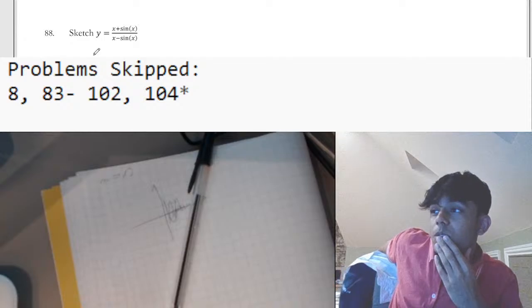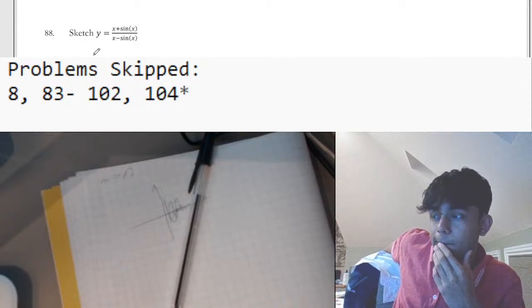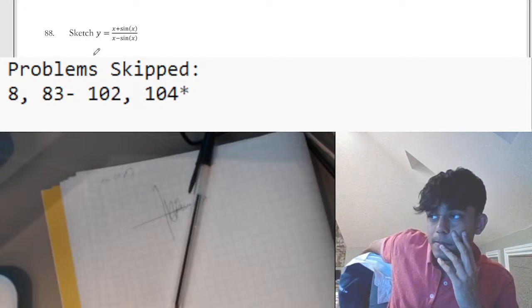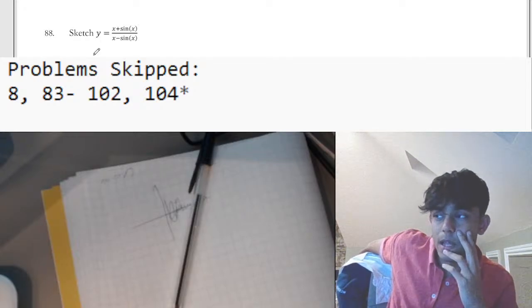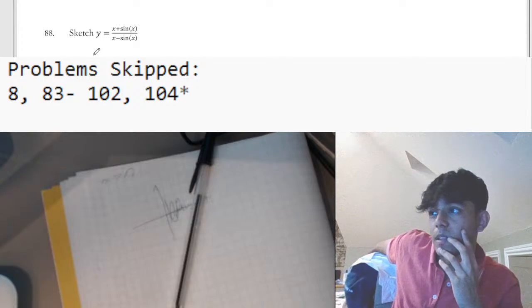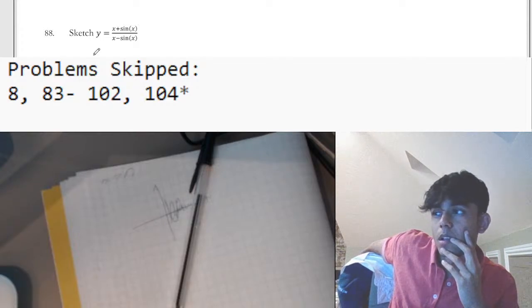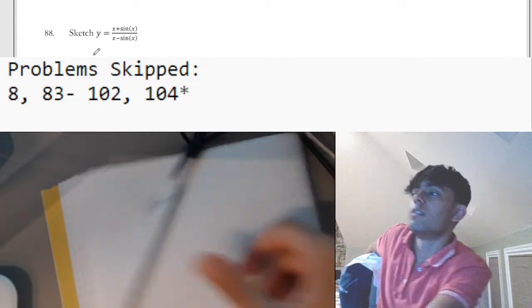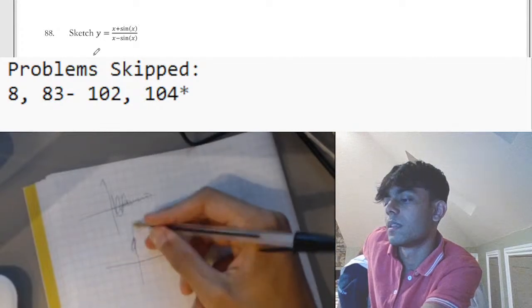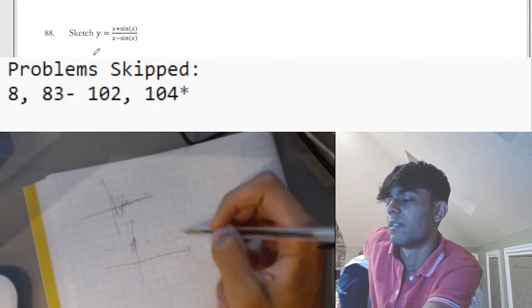So this is gonna tend to 1 as x gets very big, and close to 0. Yeah, so y equals 1 is an asymptote type thing.